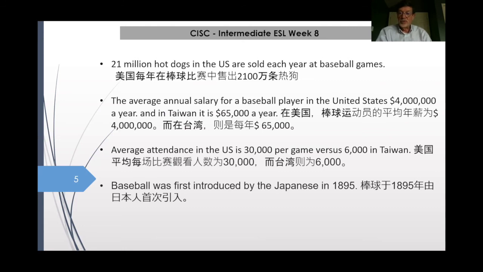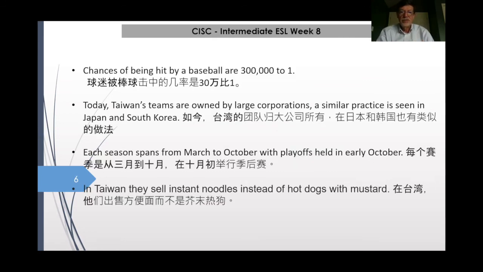Average attendance in the US is 30,000 per game versus 6,000 in Taiwan. Baseball was first introduced by the Japanese in 1895. It's also my understanding that a ticket to get in is something like $6 in Taiwan, whereas in the US the average ticket is like $34 or $35. So there's a big difference in ticket prices. I guess it's reflected in the player's salary. If you go to a baseball game, the chances of being hit by a baseball are 300,000 to 1. So it's pretty safe.